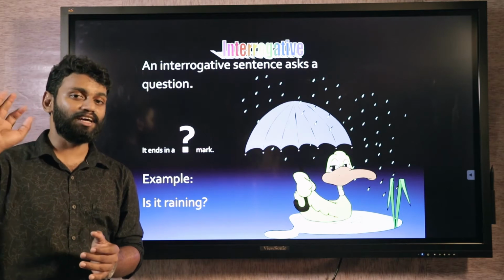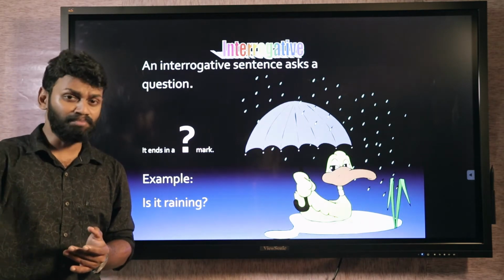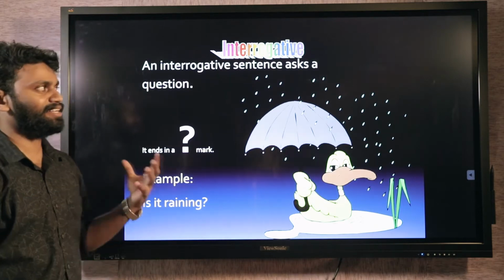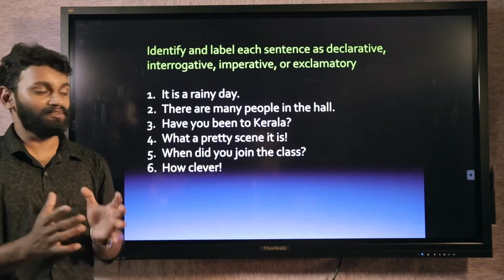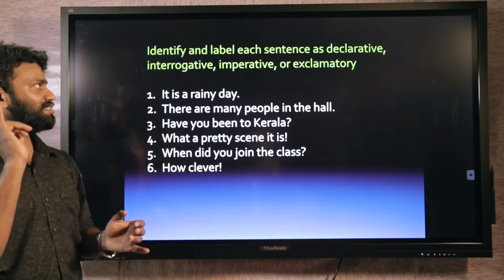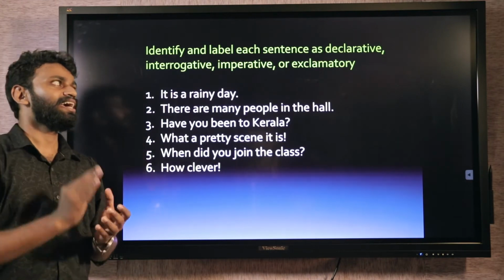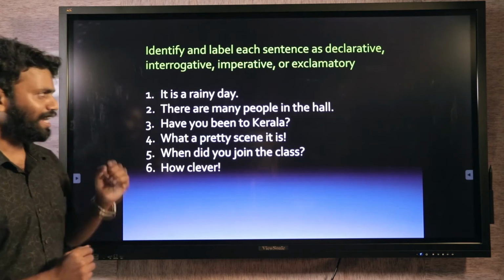We found there are four types of sentences: declarative, imperative, exclamatory and interrogative. Now let's move on with an activity. Identify and label each sentence as declarative, interrogative, imperative or exclamatory. Are you ready? Let's go.